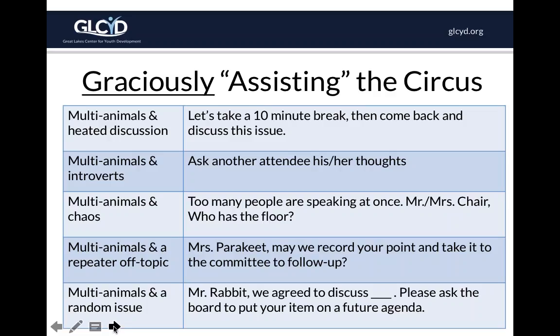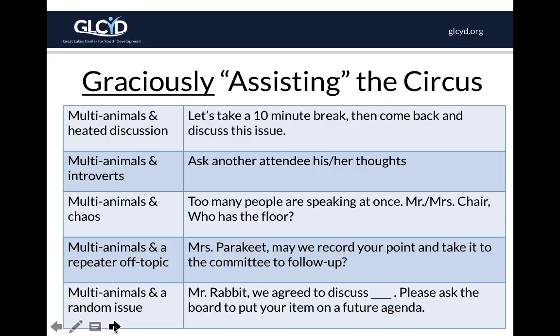So here's one. Let's say someone's getting into a heated discussion, or several people are getting into a heated discussion, and it just seems like it won't end, and the chair is letting it continue. Then you can say, you know, let's take a break, come back and discuss this issue. Simple, and probably that 10 minutes spent on a break can propel you much further than continuing to be in the heated discussion.